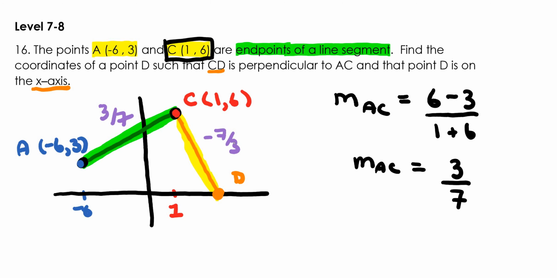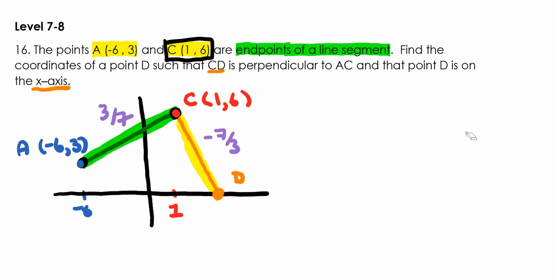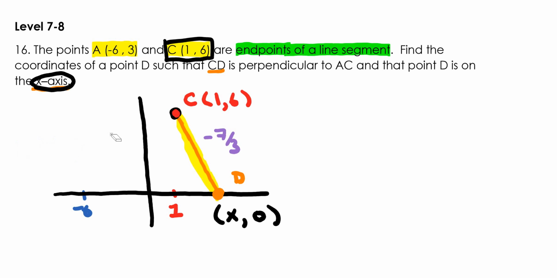Okay, and that's what we just figured out right there. Now our goal is to find the coordinates of D, that orange dot. Well, one thing that you should know is I don't know what the x value is, but the y value is 0 because it's on the x-axis, right? If you're on the x-axis, then the y value there has to be 0. Let me just erase all of this now. There's a lot of distractors here. I don't need all this anymore.